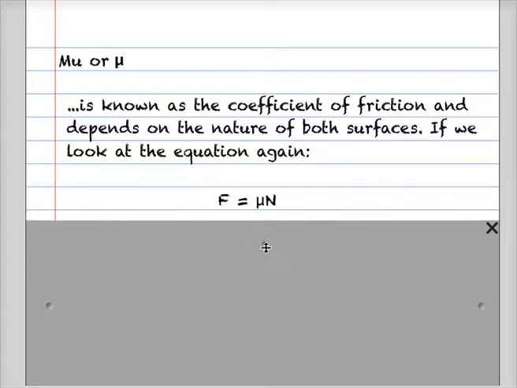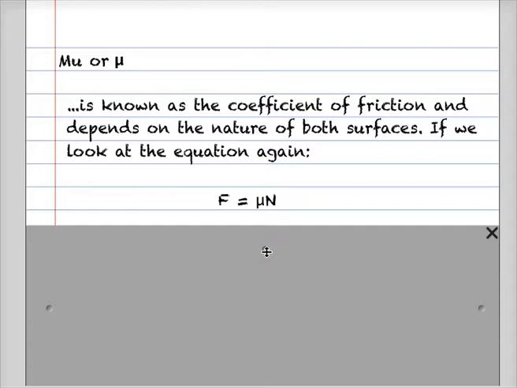Again, this is the equation: F = μN. F is the friction force, mu is the coefficient of friction, and N here is sort of the weight of the object, but we're using the symbol N because more specifically it's the force pushing the two things together, or the normal reaction force, which is why I've used a different symbol.